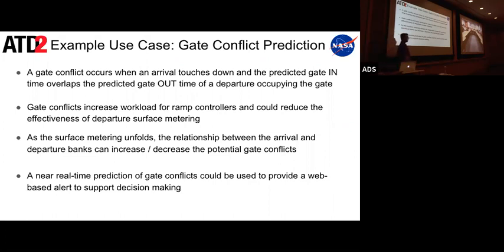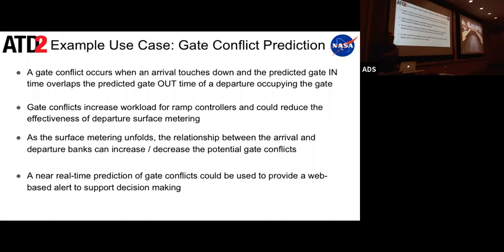I'm sure everybody here that's flown has had this experience. You are arriving at an airport, you touch down, you taxi to your gate, and all of a sudden you look out the window and there's another aircraft on the gate. That is what we would call a gate conflict. Your arrival aircraft can't enter the gate until that departure pushes back and makes that gate available. So, a gate conflict occurs when the arrival touches down and the predicted in time overlaps with the predicted out time of the departure.